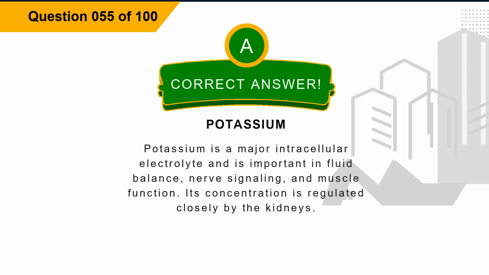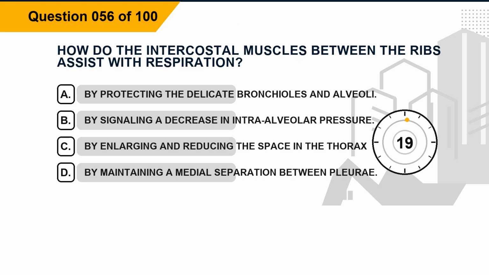The correct answer is option A, potassium. Explanation: potassium is a major intracellular electrolyte and is important in fluid balance, nerve signaling, and muscle function. Its concentration is regulated closely by the kidneys. Question 56. How do the intercostal muscles between the ribs assist with respiration? Option A, by protecting the delicate bronchioles and alveoli. Option B, by signaling a decrease in intraalveolar pressure.